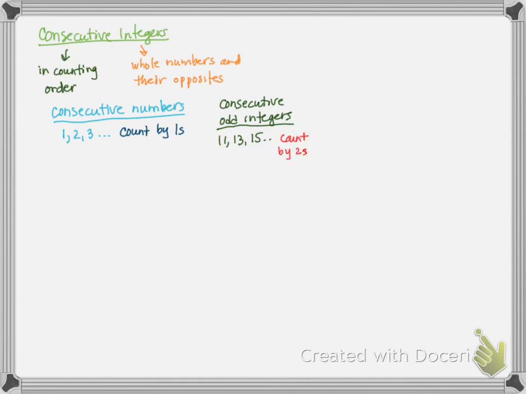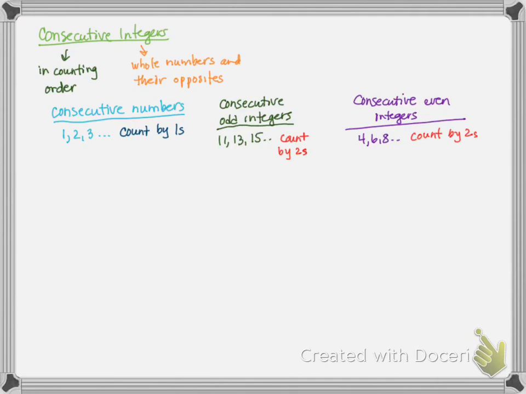Okay, so we're skip counting. And then the third group is the consecutive even integers. So that would be like 4, 6, 8, and so on. And again, you're skip counting here as well, so you're also counting by twos.